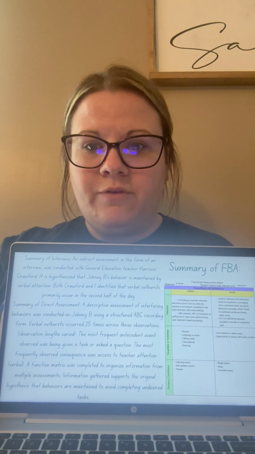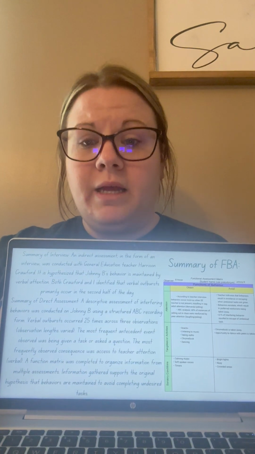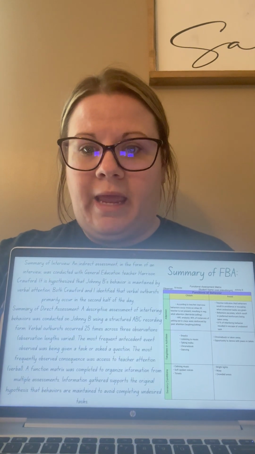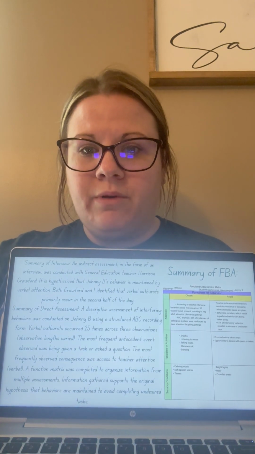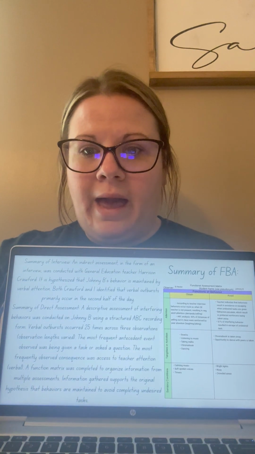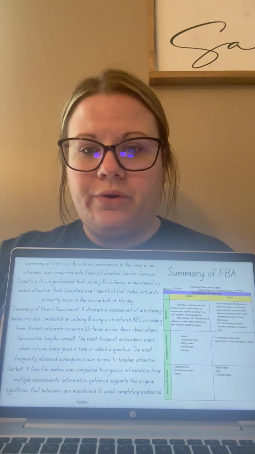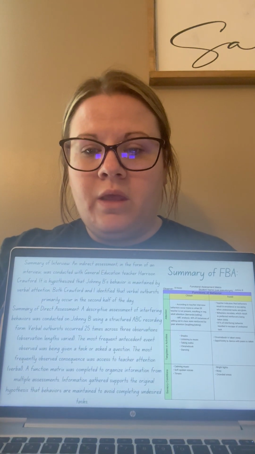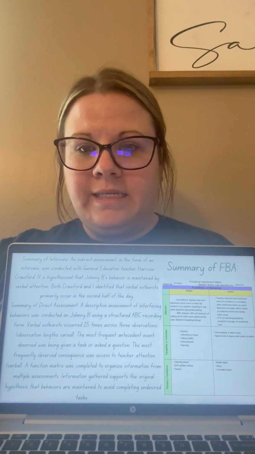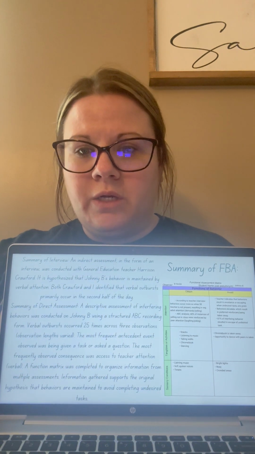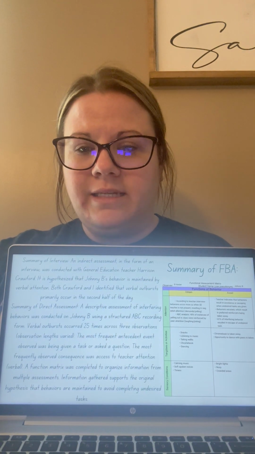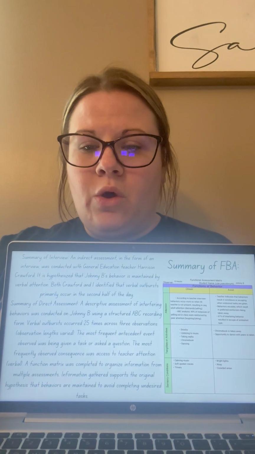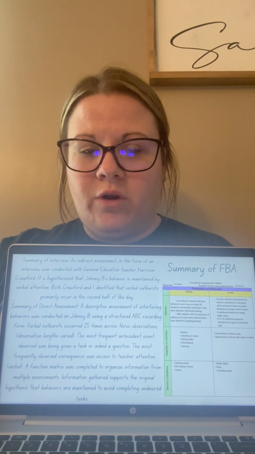The summary of direct assessment. A descriptive assessment of interfering behaviors was conducted on Johnny B using a structured ABC recording form. Verbal outbursts occurred 25 times across 3 observations. Observation length varied. The most frequent antecedent event observed was being given a task or asked a question. The most frequently observed consequence was access to teacher attention, verbal.